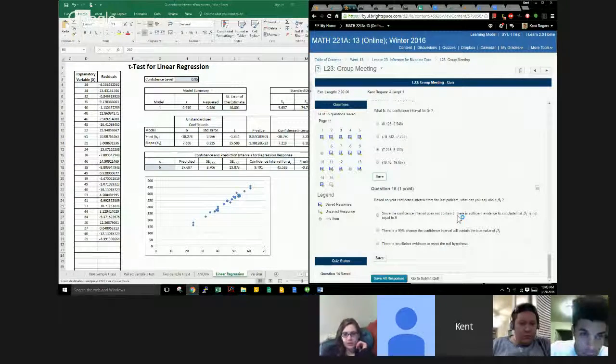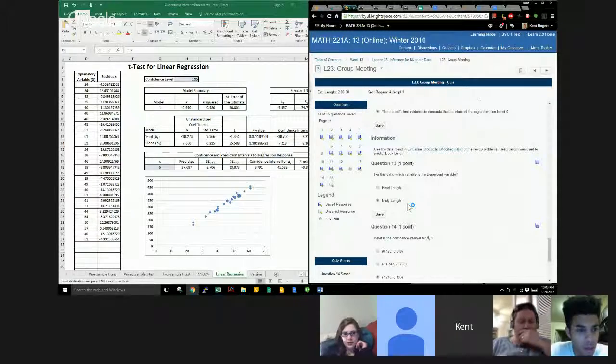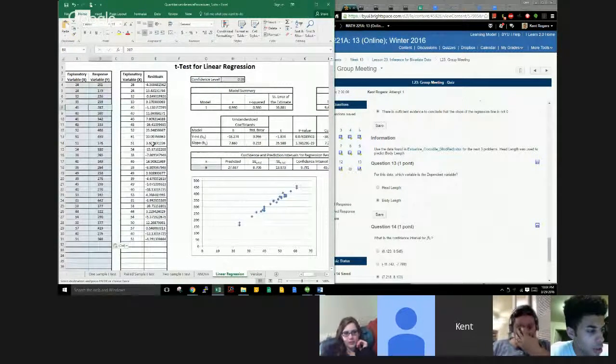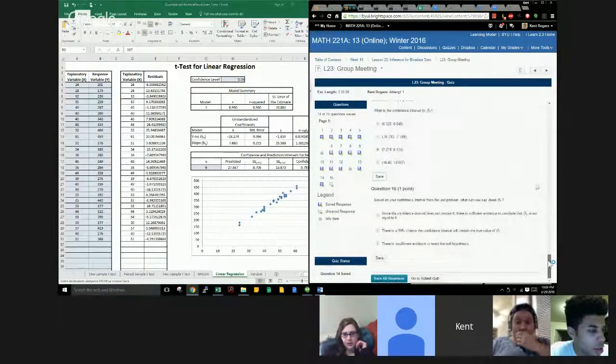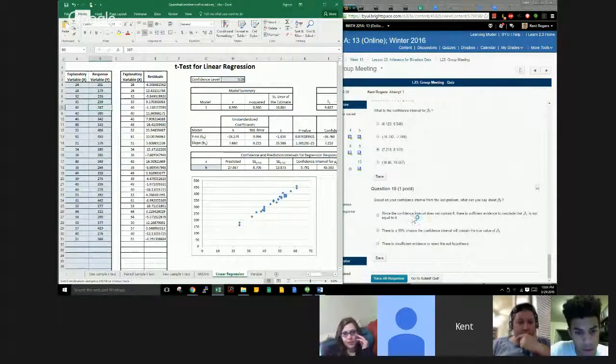So are you plugging the head length in for X and the body length for Y? Yes. Yeah, it's pasted just the way it is in the original sheet. My data. Okay. B1 confidence interval.